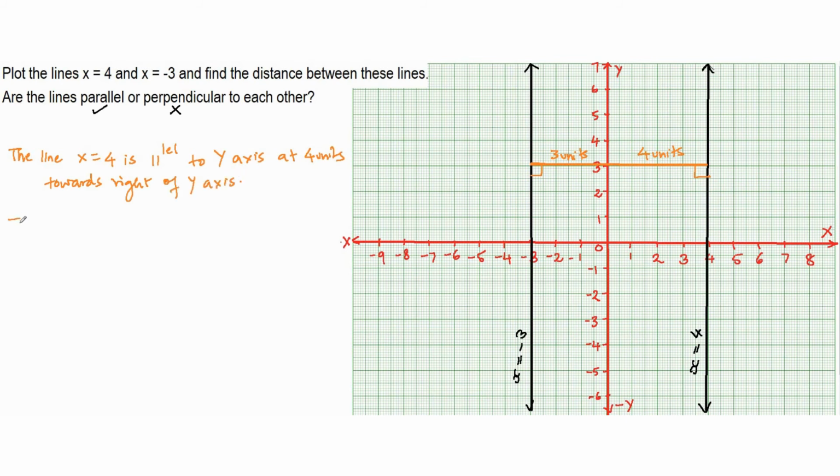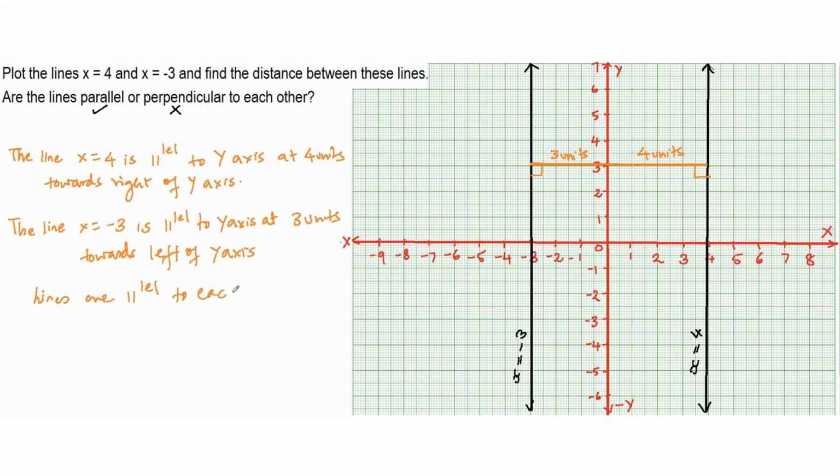I can also say that the line x equals minus 3 is also parallel to the y-axis, at 3 units towards the left of the y-axis. The lines are parallel to each other, and the distance between them is 7 units, right? Of course, over here you will notice that we should write the scale of the graph.